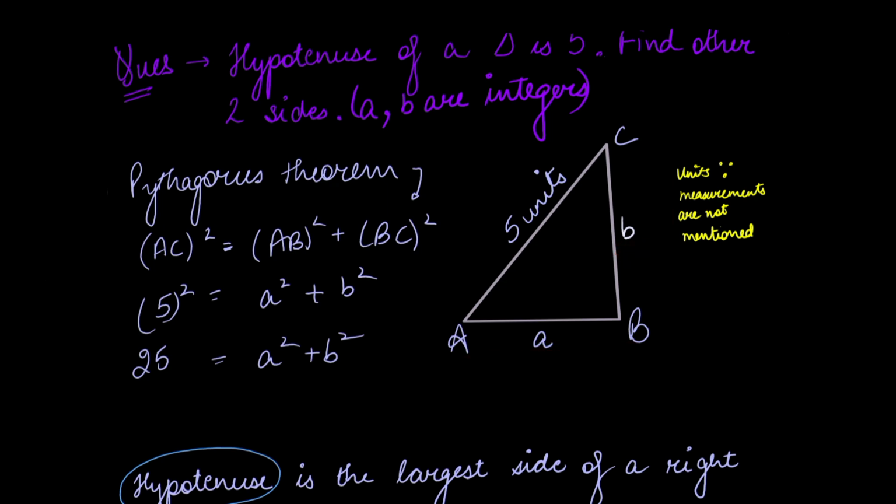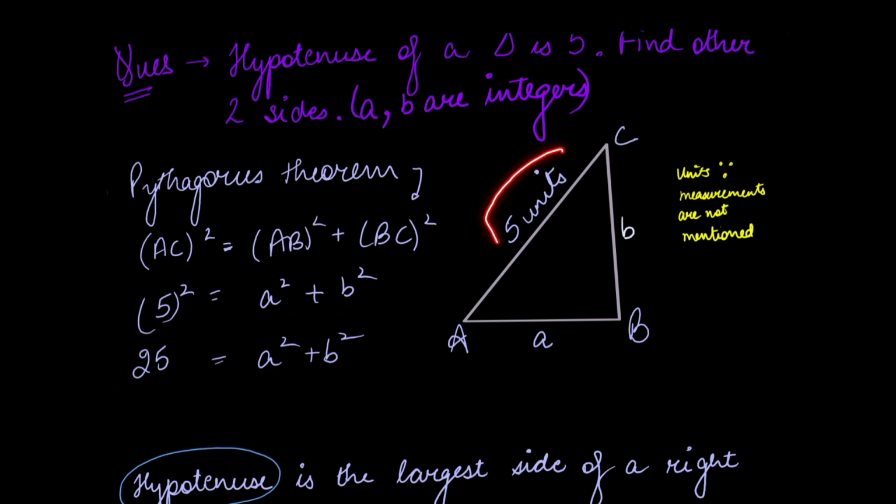Now Pythagoras theorem states that hypotenuse square is equal to base square plus perpendicular square. So AC square is equal to AB square plus BC square. Now AC is equal to 5 units, so AC square is equal to 5 square. AB square plus BC square is equal to A square plus B square. Now we get the equation 25 is equal to A square plus B square.